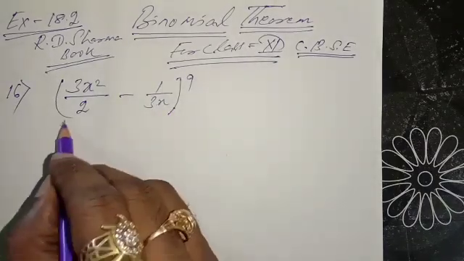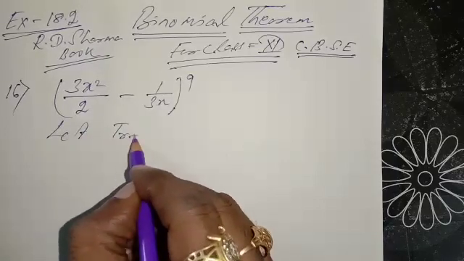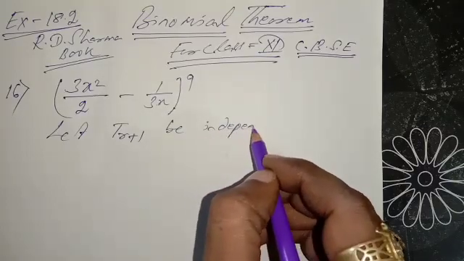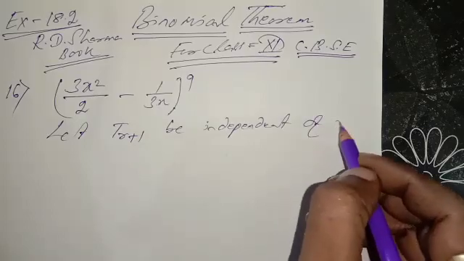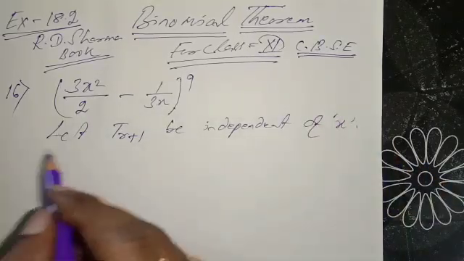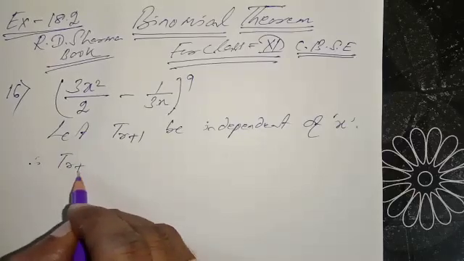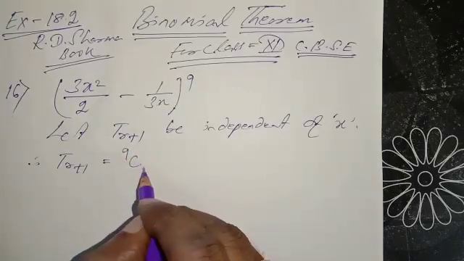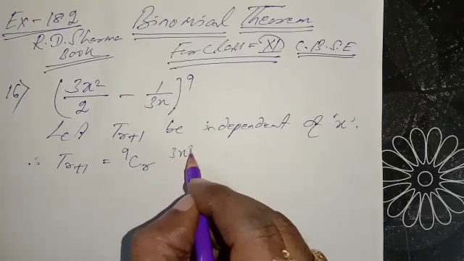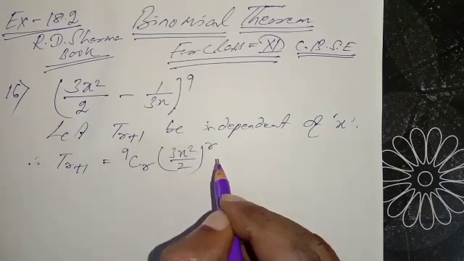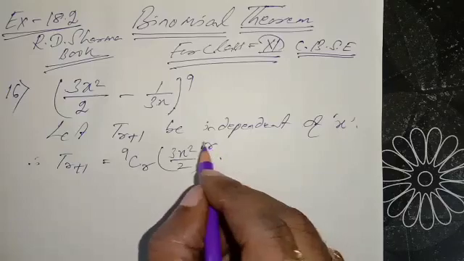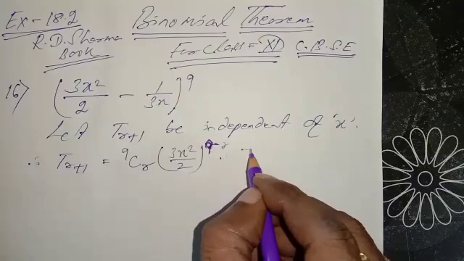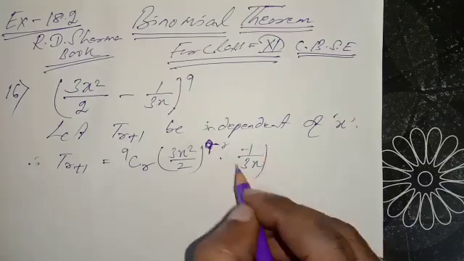We don't know which term. Let t(r+1), that means the (r+1)th term, be independent of x. Then you have to find that term, the (r+1)th term, as per the formula I have told before in the first class. The formula is 9Cr, (3x²/2) to the power 9 minus r, and the second one is (−1/(3x)) to the power r.